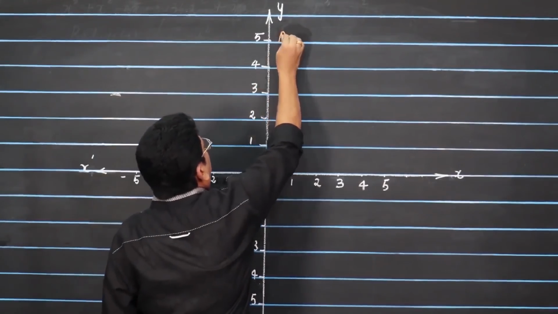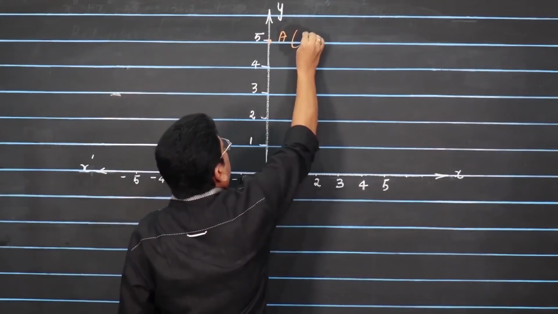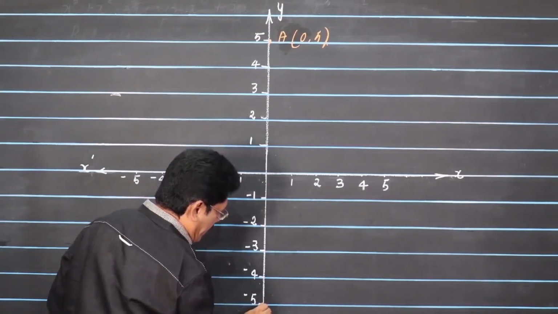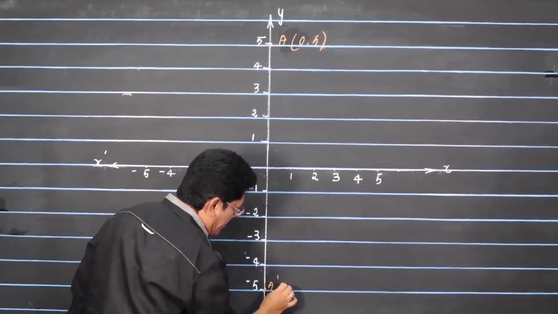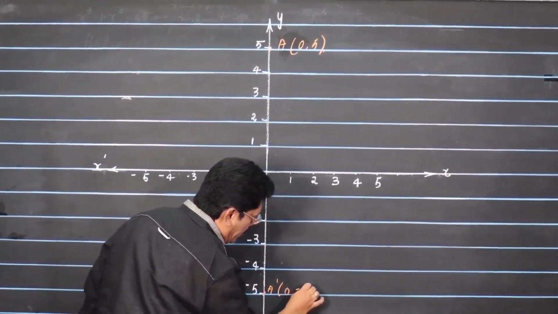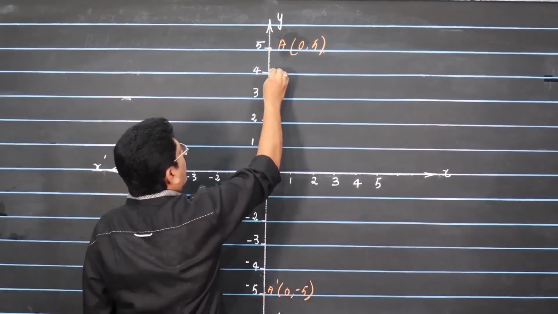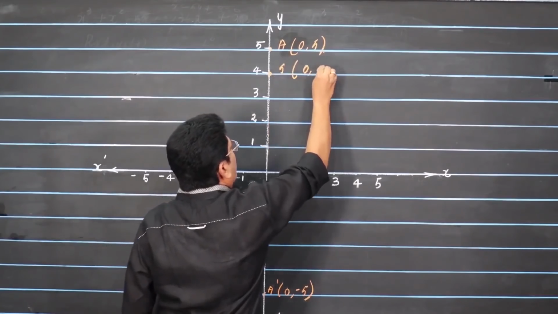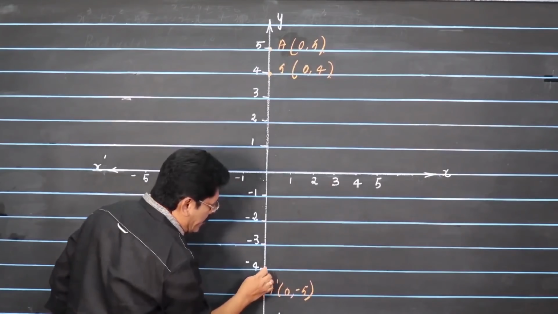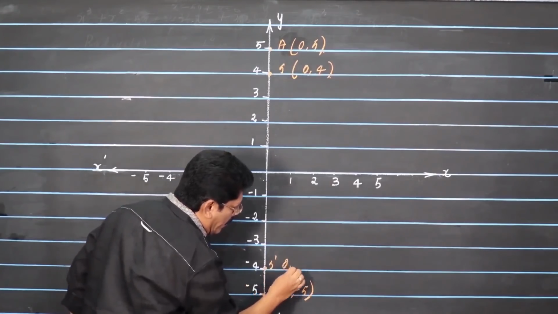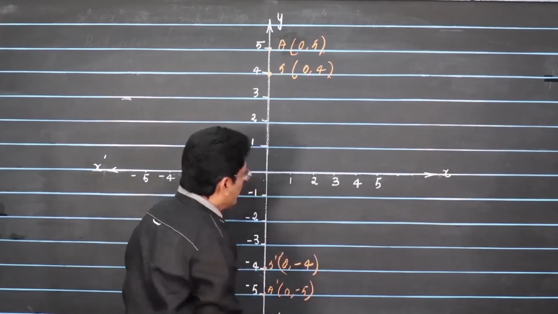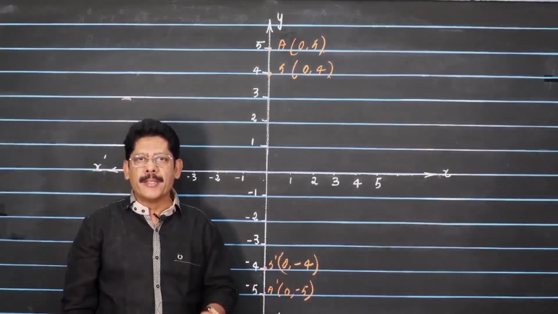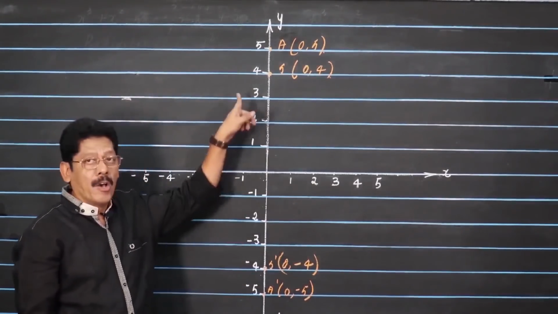A is 0, 5. A dash is 0, minus 5. Foci S is equal to 0, 4. S dash is 0, minus 4. On plotting the given data, the conic obtained is an ellipse with its major axis along y-axis.